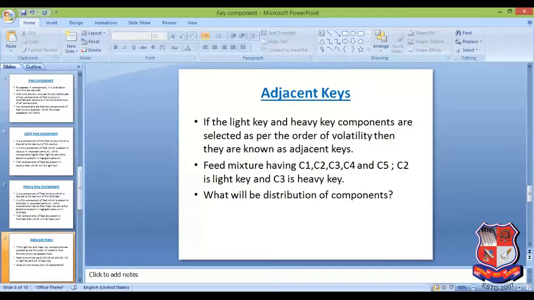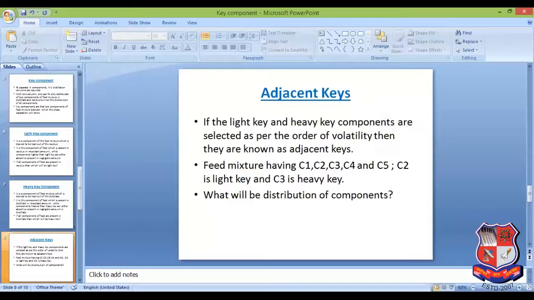See, I want to find out which components should be there in the distillate in significant amount. So for that I have to look at the heavy key. C3 is my heavy key, and the components which are heavier than heavy key should be absent in the distillate. So which components are heavier than heavy key? C4 and C5. So C1, C2 and C3 will be in the distillate.